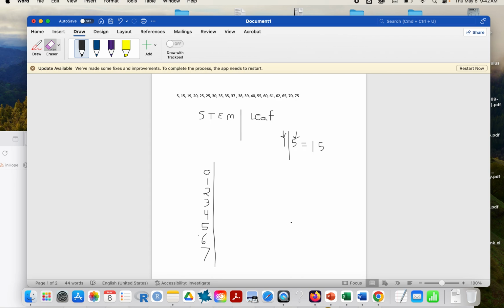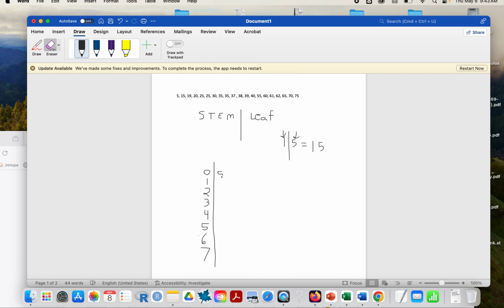I'd said something about leaves. There are times that we will do a double stem and leaf. So if you have a lot of numbers, you might see 0, 0, and then 1, 1, and then 2, 2, and you have the count of 1s, 2s, 3s, and 4s on the top stem, and then 5, 6, 7, 8s, and 9s on the bottom stem. I'll give you a demo of what I mean by that in a minute.